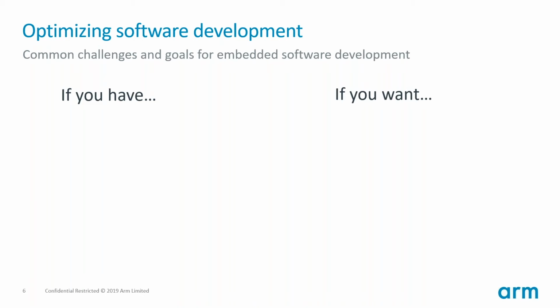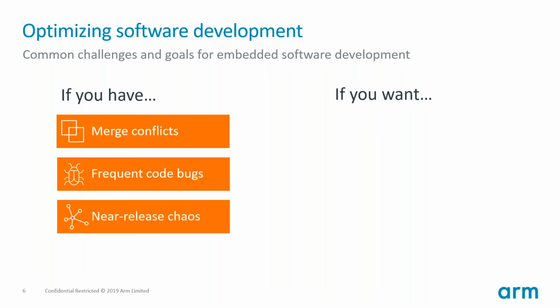Let's now imagine a scenario where an embedded software company is working on their next product release. Their software has several components, each being developed by a small team of developers. For various reasons, including late hardware availability, the development schedule is not on track. Developers try to commit to the main software branch as often as possible, but due to time pressures, they only have time to implement new features.